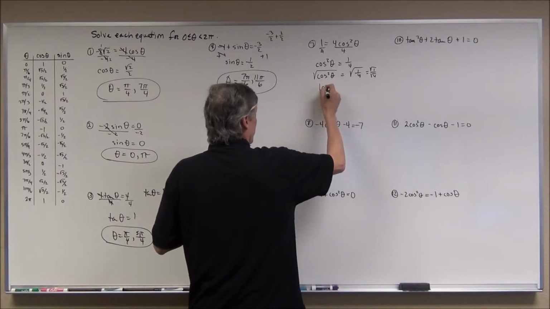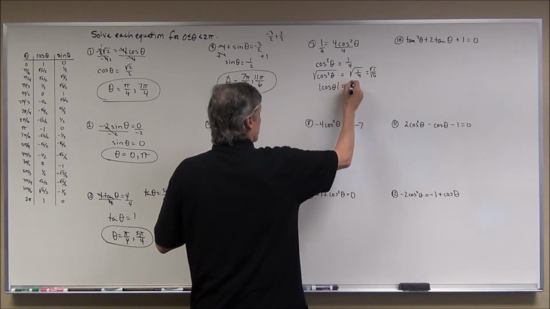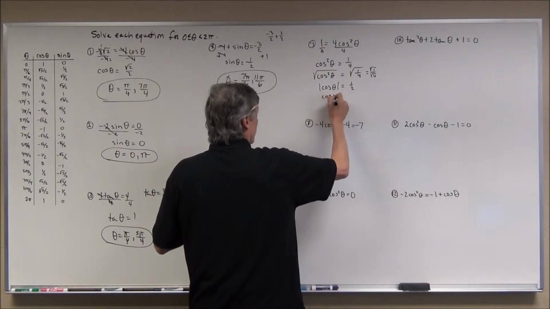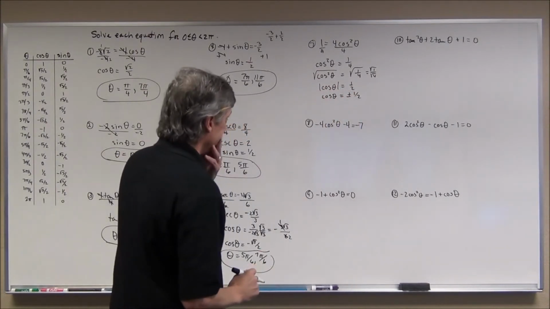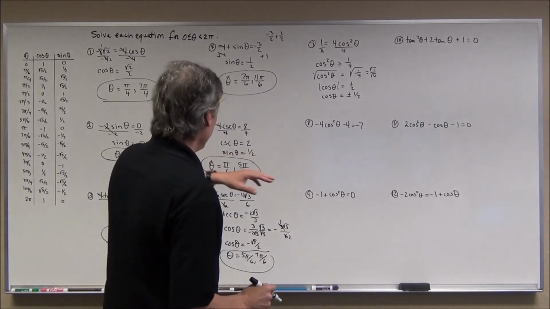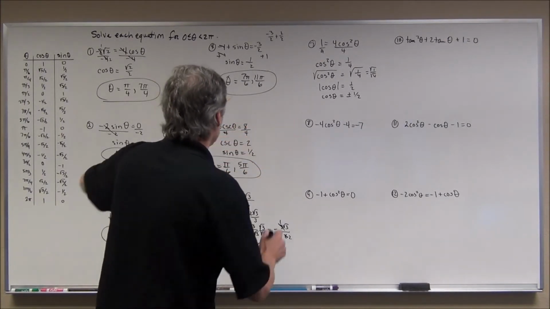So I get the absolute value of the cosine of theta is equal to 1/2, which means that the cosine of theta is equal to plus or minus 1/2 to get rid of the absolute value bars. So don't forget that plus or minus. Now that gives me probably 4 answers here for theta.